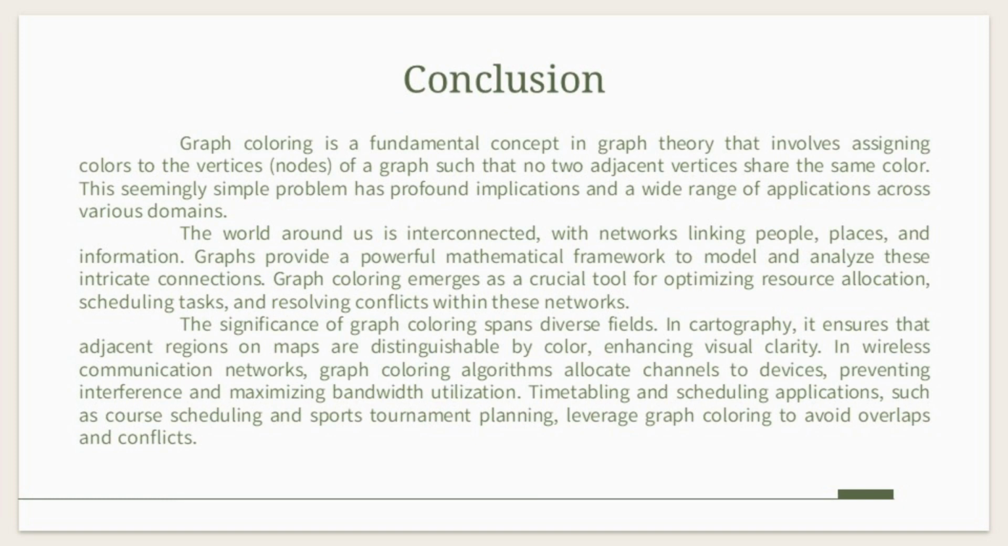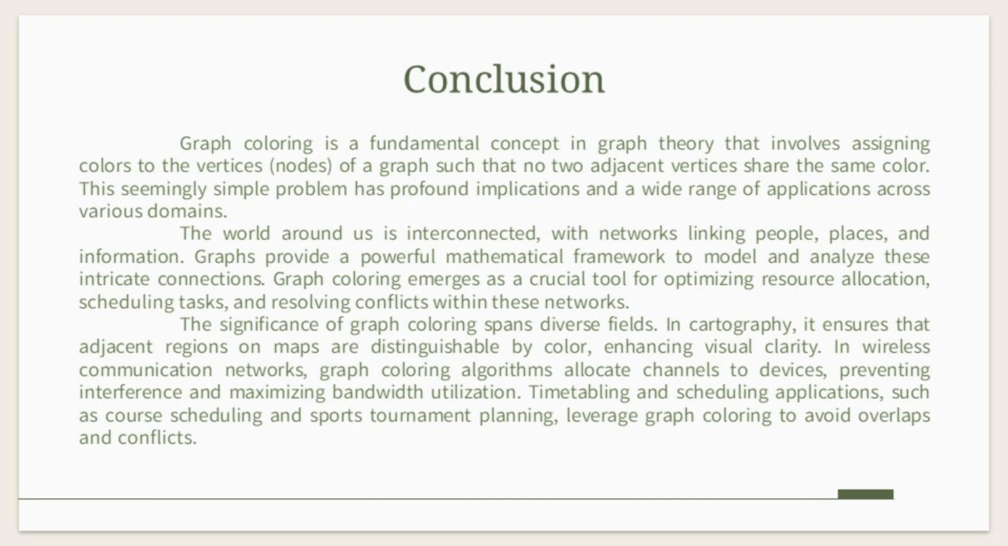Conclusion. Graph coloring is a fundamental concept in graph theory that involves assigning colors to the vertices, nodes of a graph, such that no two adjacent vertices share the same color. This seemingly simple problem has profound implications and a wide range of applications across various domains. The world around us is interconnected, with networks linking people, places, and information. Graphs provide a powerful mathematical framework to model and analyze these intricate connections. Graph coloring emerges as a crucial tool for optimizing resource allocation, scheduling tasks, and resolving conflicts within these networks.